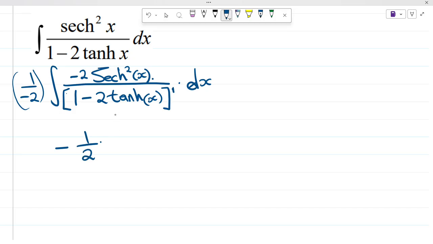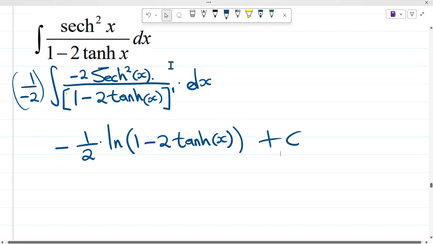The general power rule here gives the natural log of 1 minus 2 hyperbolic tan of x, plus c. Natural log just says that you take your f of x and put it inside the log, so the f of x becomes the argument for your log. So that's just a general log rule.